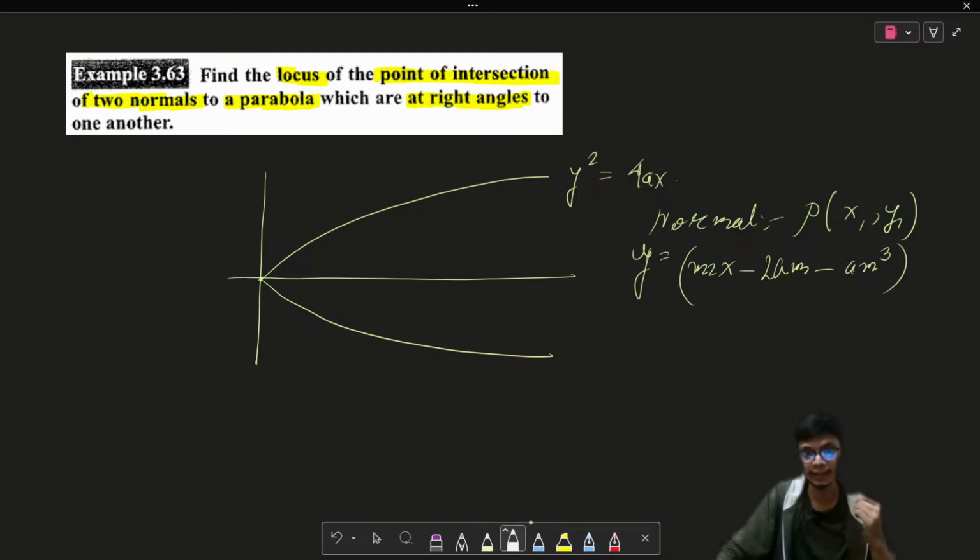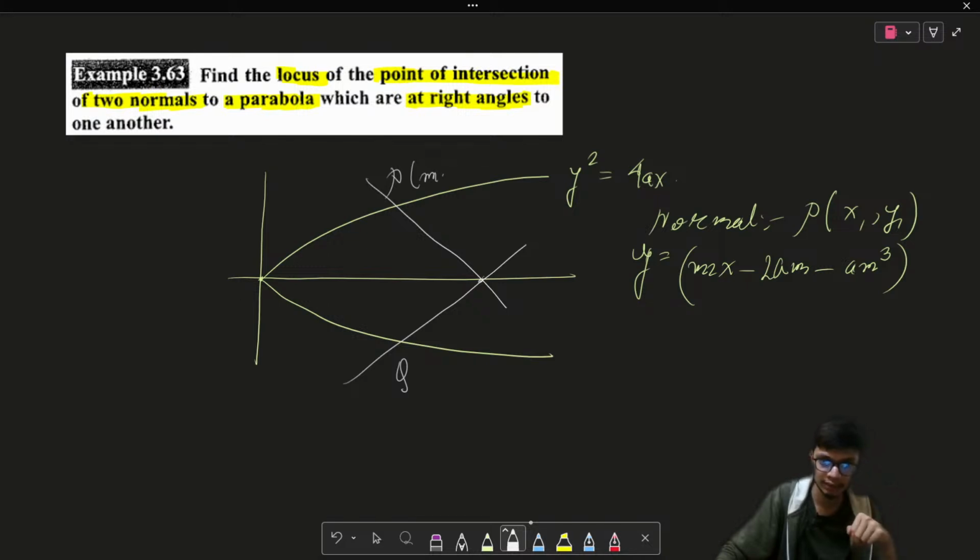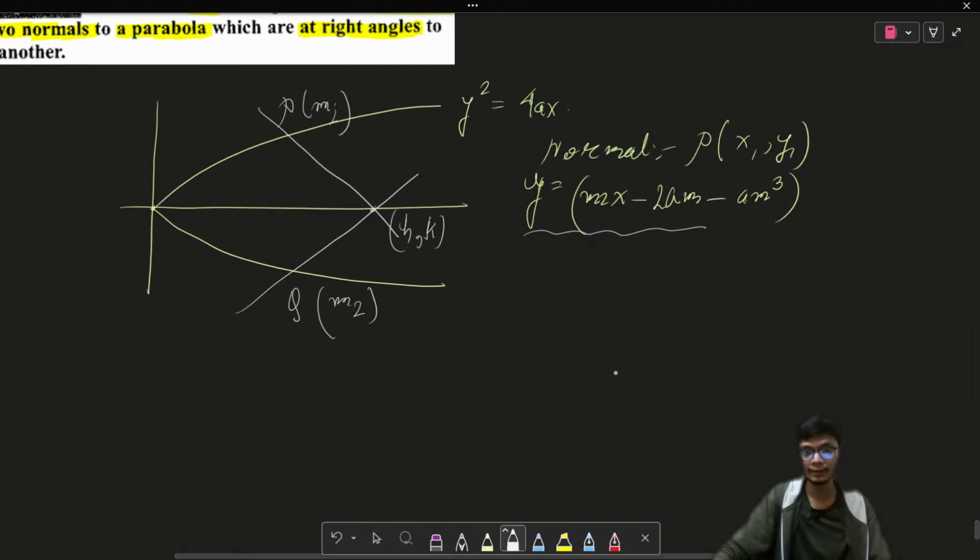Now I want to find the locus of the point of intersection of two normals which intersect at a right angle. So this point P and this point Q, the slope over here is m1, and the slope over here is m2. Let the point of intersection be h comma k. If this normal passes through the point h comma k, then it will satisfy the equation of the normal, so I will get k = mh - 2am - am cube.